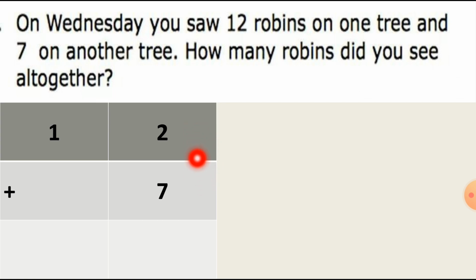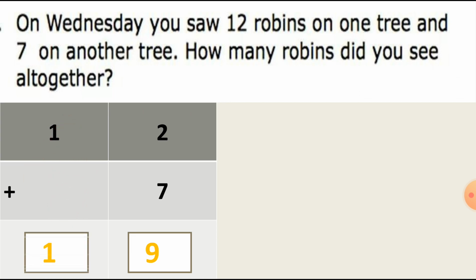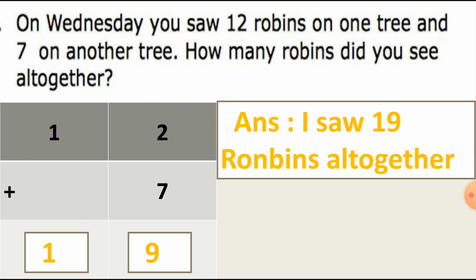So 2 plus 7 is equal to 9, and 1 and there is nothing, so we can put this 1 as it is. So the answer of this sum is 19. Now we can write down the answer in word form: I saw 19 robins all together.